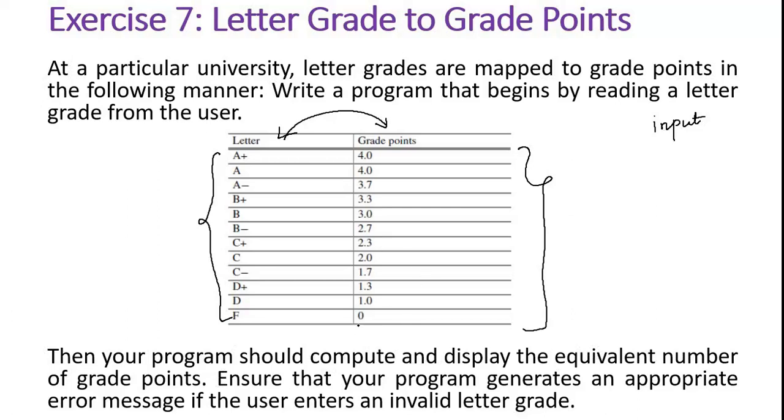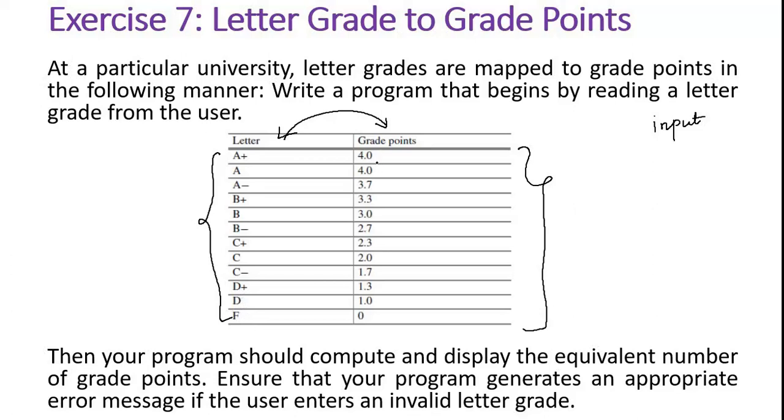Suppose the user is entering a letter other than what is listed here, you have to say that it's an invalid letter grade. This is what you have to display. The valid ones are A plus, A minus, B plus, B minus, C plus, C minus, D plus, D, F. Other than these letters, say for example Z, your program has to say, please enter the valid letter grade, something like that.